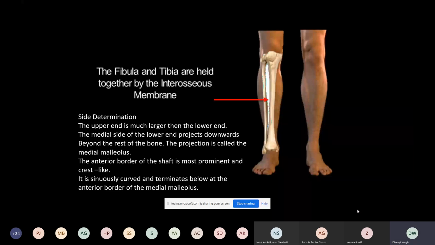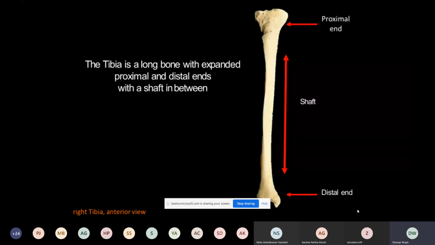Its anterior border of the shaft is most prominent and crest-like, called the shin of the tibia. It is sinuously curved and terminates below at the anterior border of the medial malleolus. The tibia is a long bone which has an upper end, a lower end, and the middle portion, the shaft.